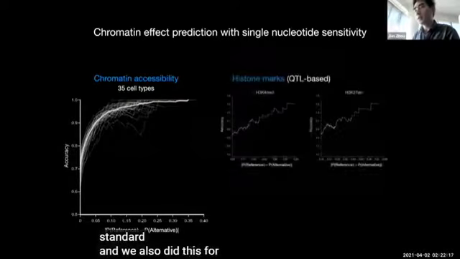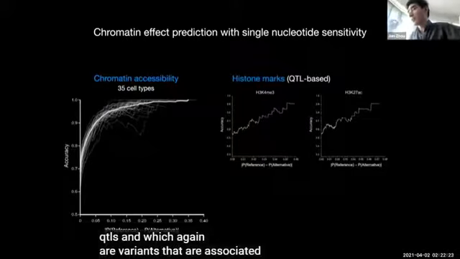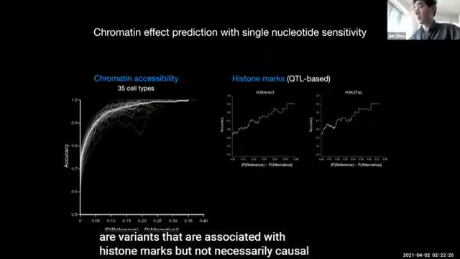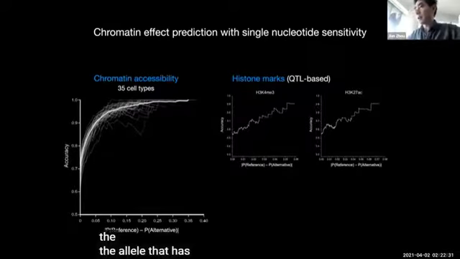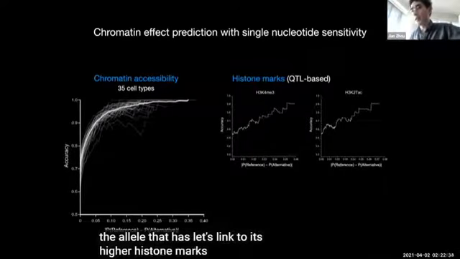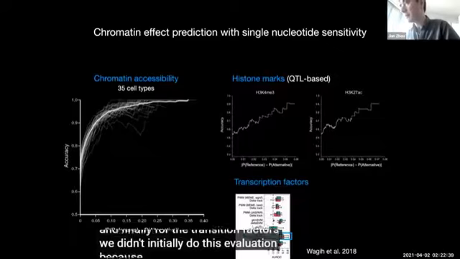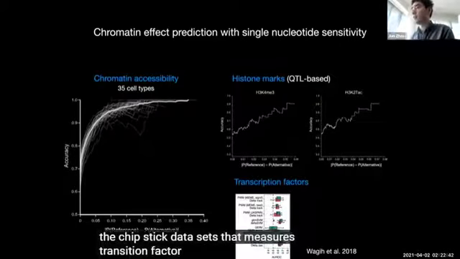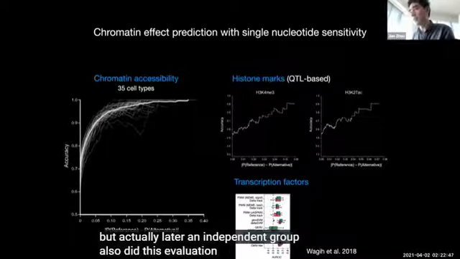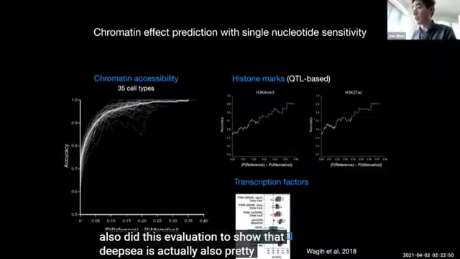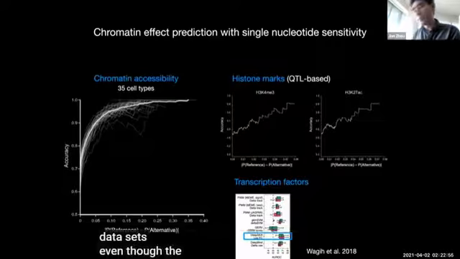And we also did this for histone mark QTLs, which again are variants that are associated with histone marks, but not necessarily causal. And we can see that we can also predict the allele that's linked with higher histone marks. And finally, for the transcription factors, we didn't initially do this evaluation because the ChIP-seq data sets that measure transcription factor binding generally have lower coverage. But later, an independent group also did this evaluation to show that DeepC is actually also pretty good at predicting the allele imbalance in transcription factor data sets, even though the measurement is noisier.